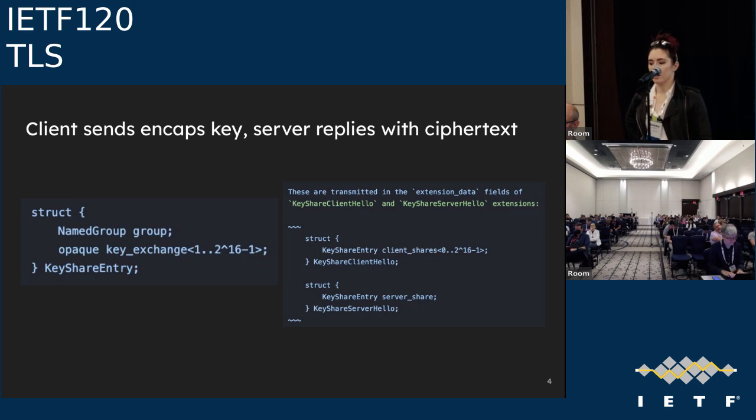And then this is just kind of how you do it. You generate your ephemeral key pair, you send it to the server. The server does an encaps to the key pair and sends the ciphertext back over. And that's how you do it.